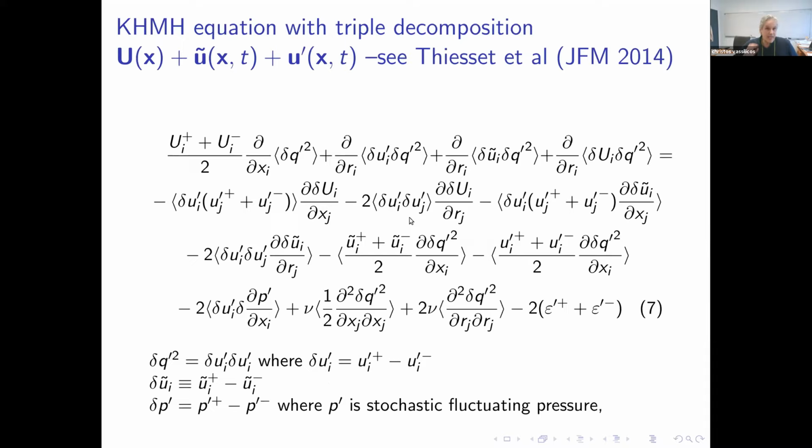So now I'm using the equation like before, but at the very beginning of this talk, it was written without any decomposition, any average. Then I used it for mean flow plus fluctuations, Reynolds. Now I use it in terms of a triple decomposition, mean flow plus coherent fluctuations plus incoherent fluctuations. The equation was first derived by Fabian, Thiesset, Danaila, and Antonia in this paper about 6 years ago, though they didn't have these terms here, which are there because we also take into account delta ui, the difference of mean flow at the different points.